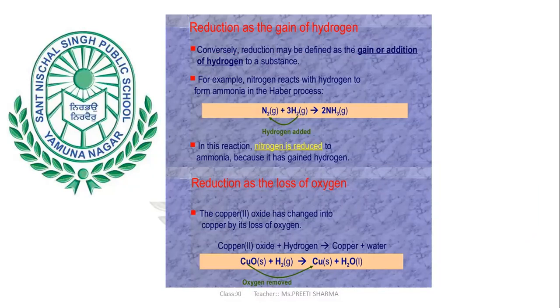It means when we mixed hydrogen into nitrogen, only then did we form ammonia, right? It means nitrogen is reduced to ammonia because it has gained hydrogen. Second definition, reduction as a loss of oxygen. Here, CuO, when it reacts with H2, forms Cu plus water. And here we can see that on the reactant side, we have copper oxide, but it has been reduced to copper. It means oxygen is being removed from it. So if there is a gain of hydrogen or removal of oxygen, in both processes, it is known as reduction.